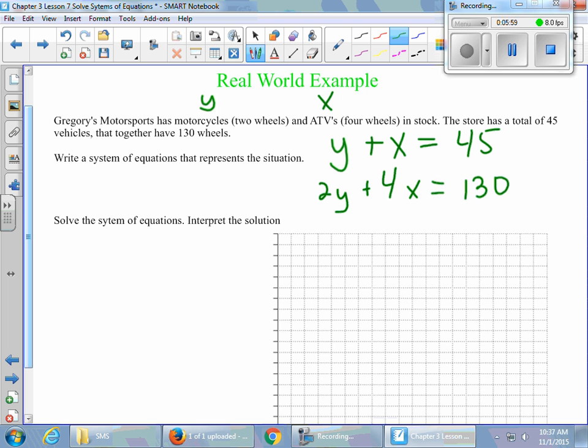But to solve it, we need to put it in a more workable form, slope-intercept form, which is y equals mx plus b. So let's make them look like that. Our first one, y plus x equals 45. We have to get y by itself, which means we have to move the x. To move the x, we do the opposite of a plus x, so we subtract x from each side. So our equation should look like y equals negative x plus 45. Now our second one. First of all, we have to get everything away from y, so let's subtract the 4x from both sides.